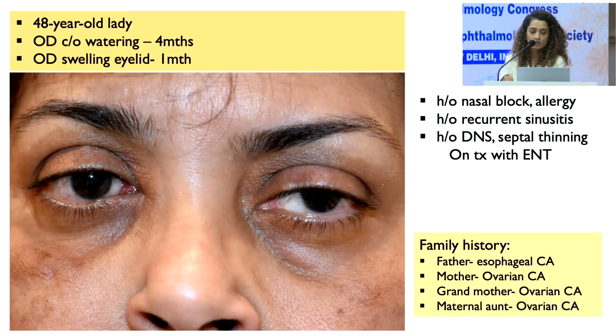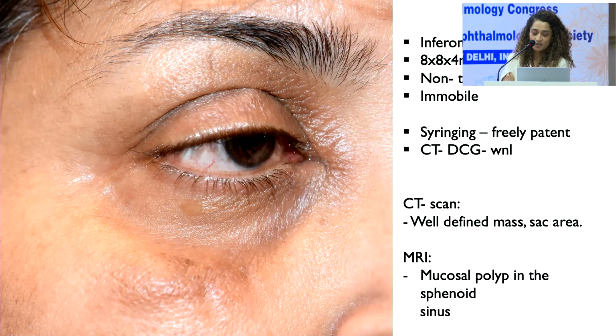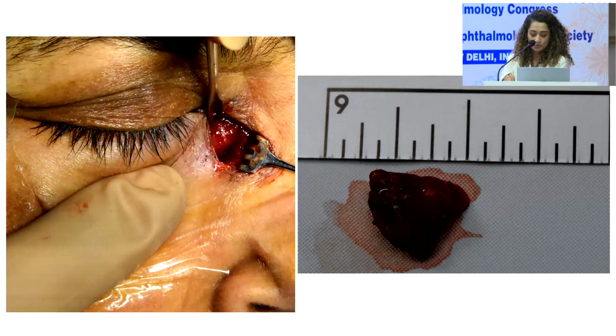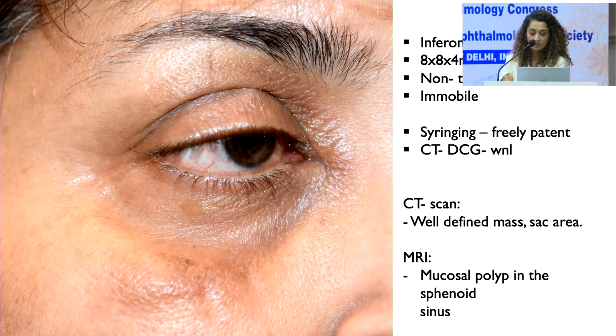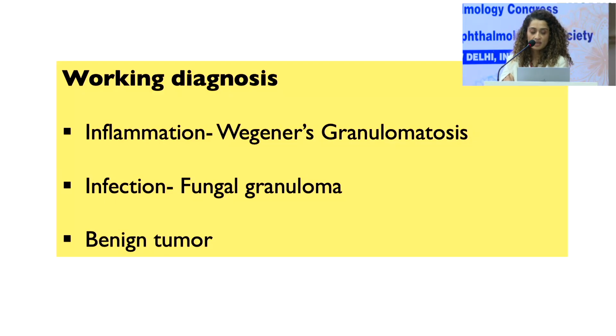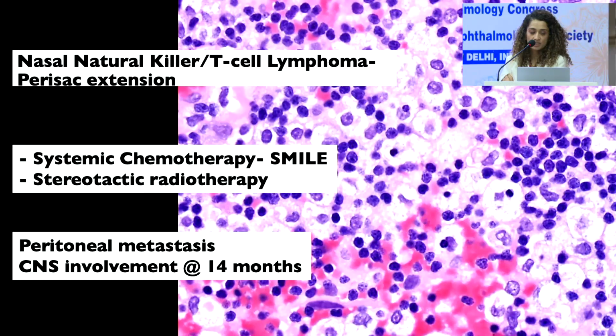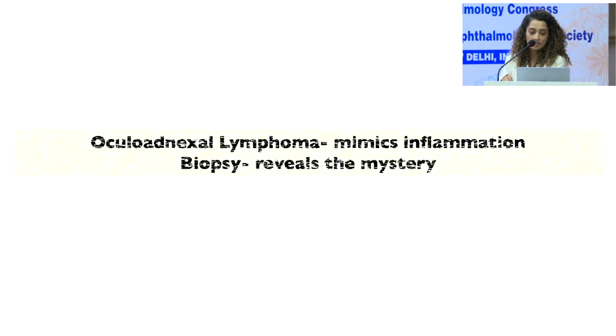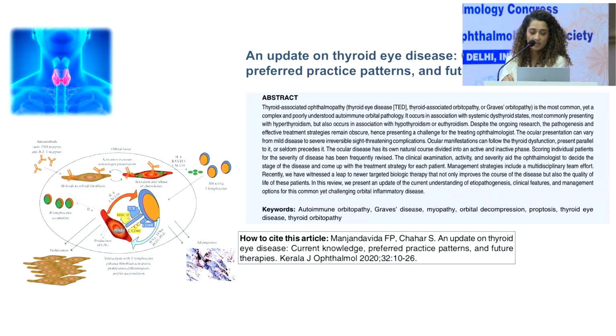48-year-old lady, complained of watering, 4 months, swelling eyelid. Dr. Fairooj, I think we are running late. I'll stop it, so I just wanted to show this. We thought she had a septal perforation. We thought it's Wegener's granulomatosis, and this was a lesion taken. This came out to be natural killer T-cell lymphoma. So biopsy definitely can reveal the mystery. It is very, very important.